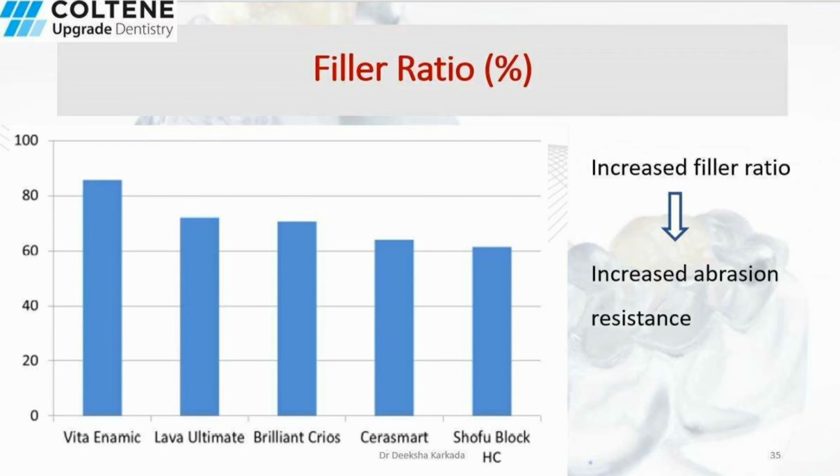Compared to temporary CAD-CAM resin materials, CAD-CAM composites used for permanent restorations have a higher filler ratio, and this ratio is mainly responsible for the improved abrasion resistance over that with low or non-filled CAD-CAM materials. Here in the graph, Vita Enamic shows higher filler ratio when compared to other materials like Lava Ultimate or Brilliant Crios, and hence has an increased abrasion resistance.